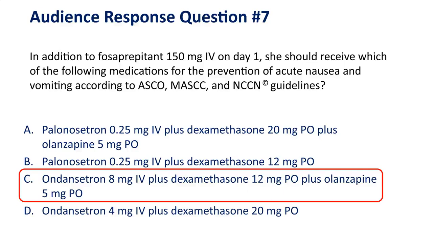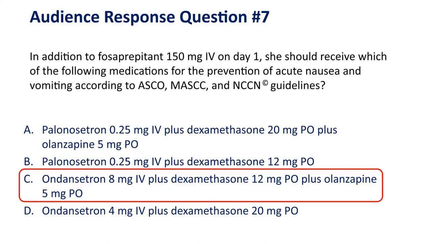All right, so the most appropriate answer would be C, ondansetron plus dexamethasone plus olanzapine. And this is based on the fact that all 3 current guidelines, ASCO, MASCC, and NCCN, recommend a regimen consisting of a 4-drug component, that being olanzapine, an NK1 antagonist, a 5-HT3 antagonist, and dexamethasone, for the prevention of acute emesis due to highly emetogenic chemotherapy. And this patient is receiving cisplatin, which would be categorized as highly emetogenic.